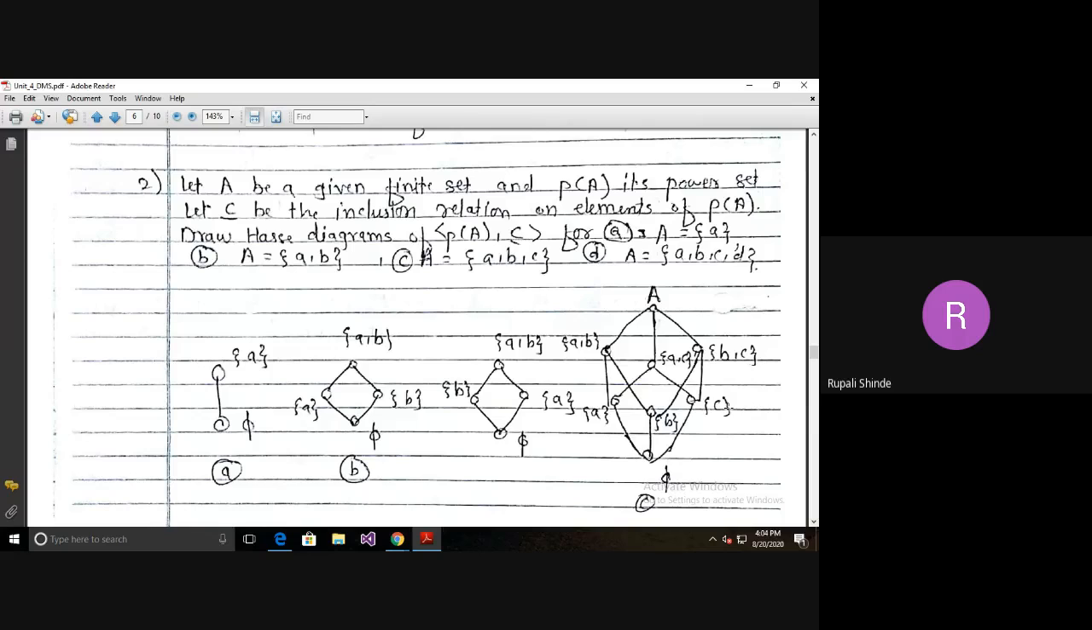So take one question for homework. You have to draw the Hasse diagram for a set A which consists of 4 elements A, B, C, D. Again tomorrow we are having a lecture. So first of all I will check how you have drawn the Hasse diagram for this set. Then we will proceed.